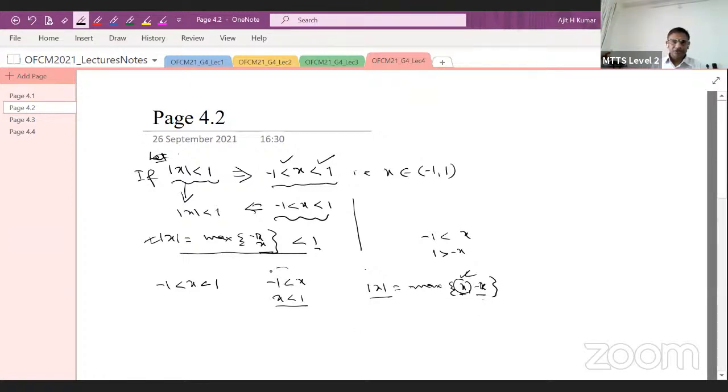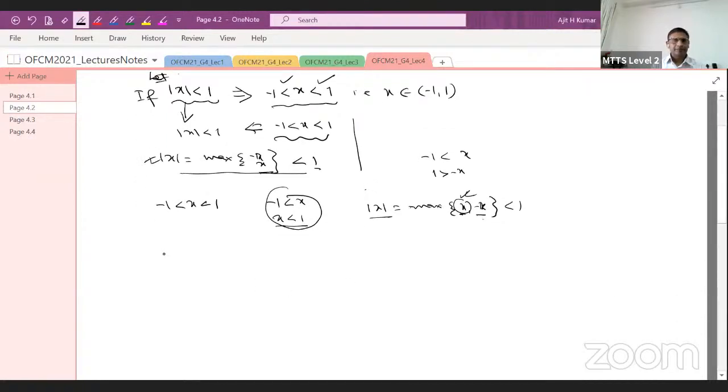So these two together imply that this is less than 1. Okay, therefore, this is also true. So what we have achieved is that this is an if and only if condition. That is same as saying, I can write mod x less than 1 if and only if minus 1 less than x less than 1, or x lies in the interval minus 1 to 1.